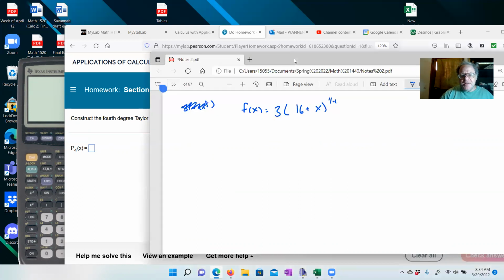That's what they meant. So we go ahead and we write that down. Our 0th derivative is 3 times (16 plus x) raised to the 1/4. Our first derivative is 3 times 1/4 times (16 plus x), and what is 1/4 minus 4/4? That's going to be negative 3/4. Okay, and there's my coefficient from the 1/4 that came down in front.